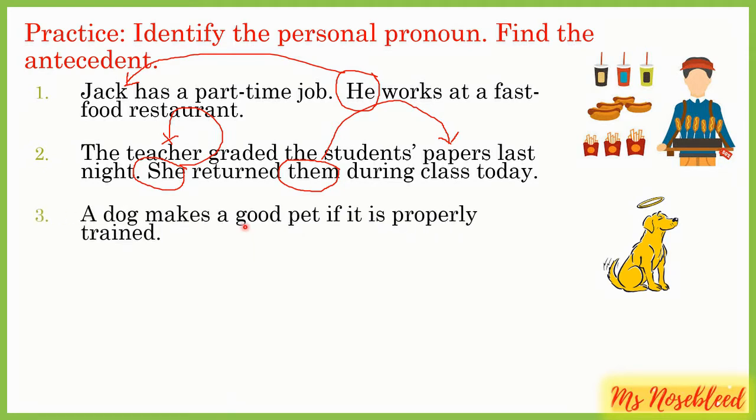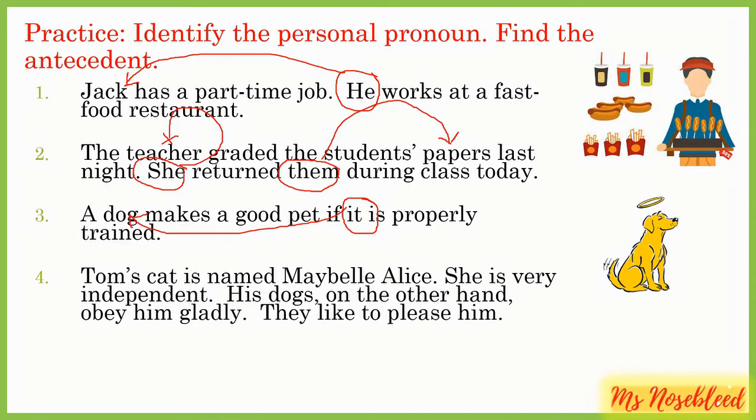Okay, next, number 3. A dog makes a good pet if it is properly trained. What's the pronoun here? Can you identify? Very easy. Yes, it. And it refers to, yes, the dog. Very good. Very good.